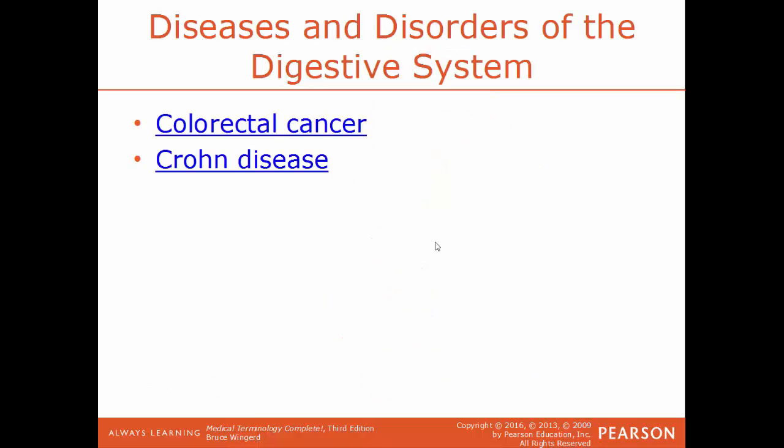Colorectal cancer is a cancer of the colon, which is the large intestine, and of the rectum. It's also known as colon cancer or rectal cancer or bowel cancer. Crohn's disease, the chronic inflammatory disease of the intestines, usually of the last part of the small intestine, the ileum, and of the colon, which can commonly lead to abdominal pain, weight loss, and malnutrition.